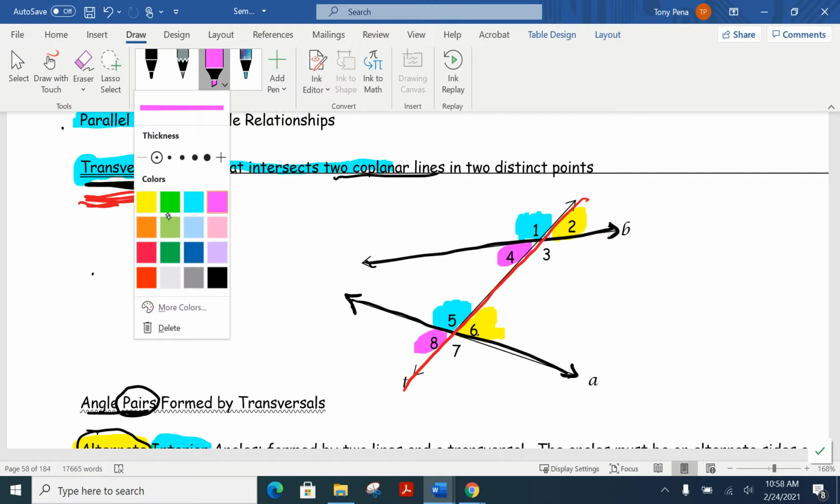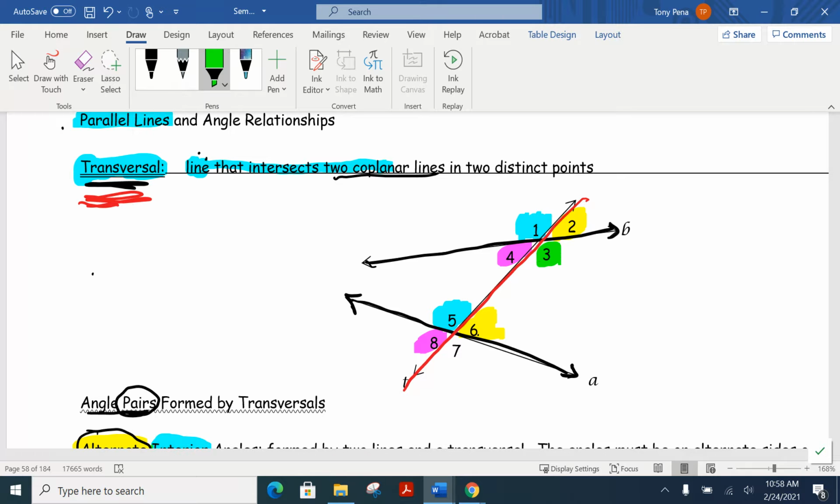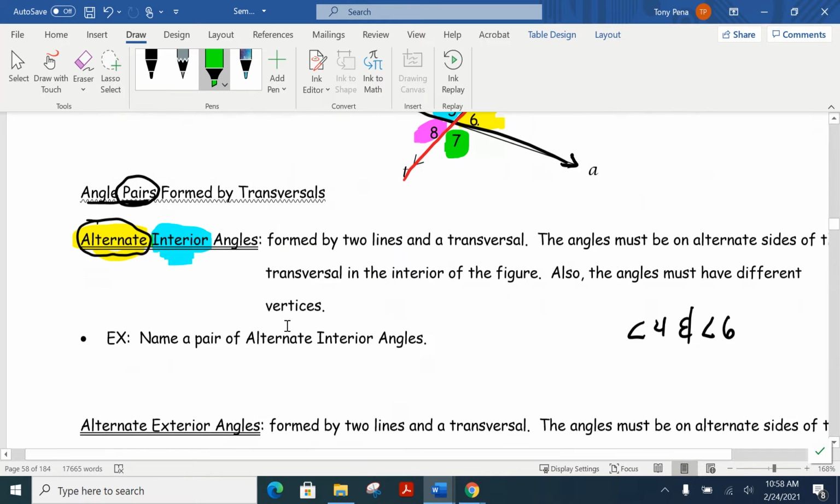And then the lower right-hand corner is 3. The lower right-hand corner is 7. So 4 and 8 and 3 and 7 are also corresponding angles.